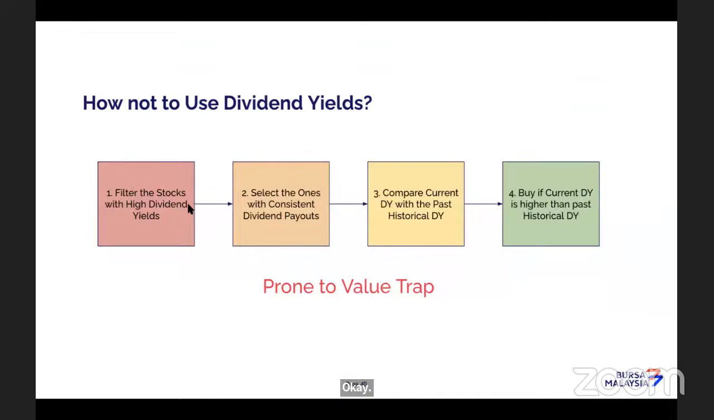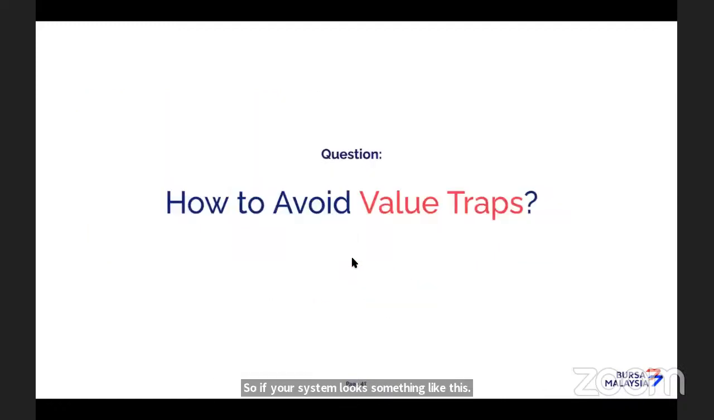So back to how not to use dividend yields. Look at this flow over here. This is how some people fall into value trap based on dividend yields. Step one is they filter stocks with the highest dividend yield using screeners. Which means they go and use some screeners and then they filter out the stocks with the highest dividend yields. From there, they select the ones with the most consistent dividend payouts. Then they compare the current dividend yield with the past historical. And then from there, they can make decision already. So if your system looks something like this, then you are very prone to value traps. So now, the question is, how do we avoid this kind of value trap?